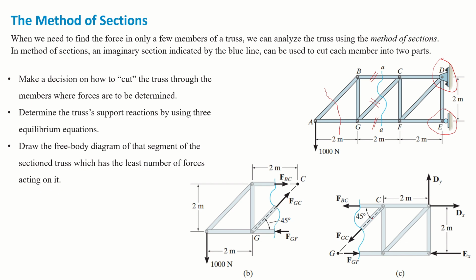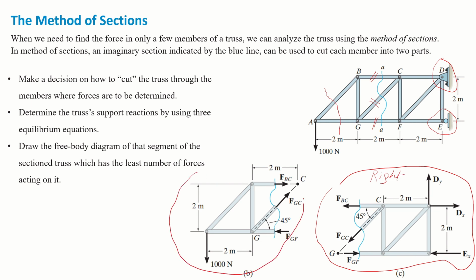So these are the two sections. This is the right side of this truss, and this is the left side. And we have drawn free body diagrams of both of the sides. But we can see there is a smaller amount of forces on this left side of this truss, and it is easier to solve this left side as compared to this right side. So these are the few basic steps that are involved in the method of sections.